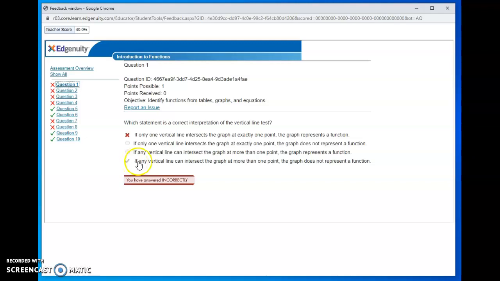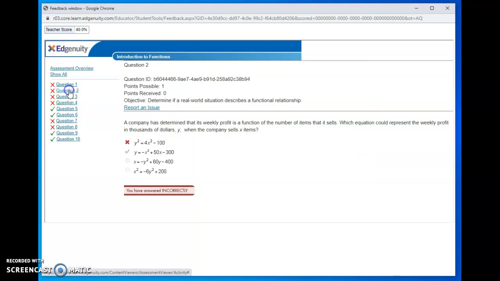So here, if a vertical line can intersect a graph at more than one point, aka it's repeating, then it's not a function. So make sure that your vertical line is only touching each point of the graph one time.